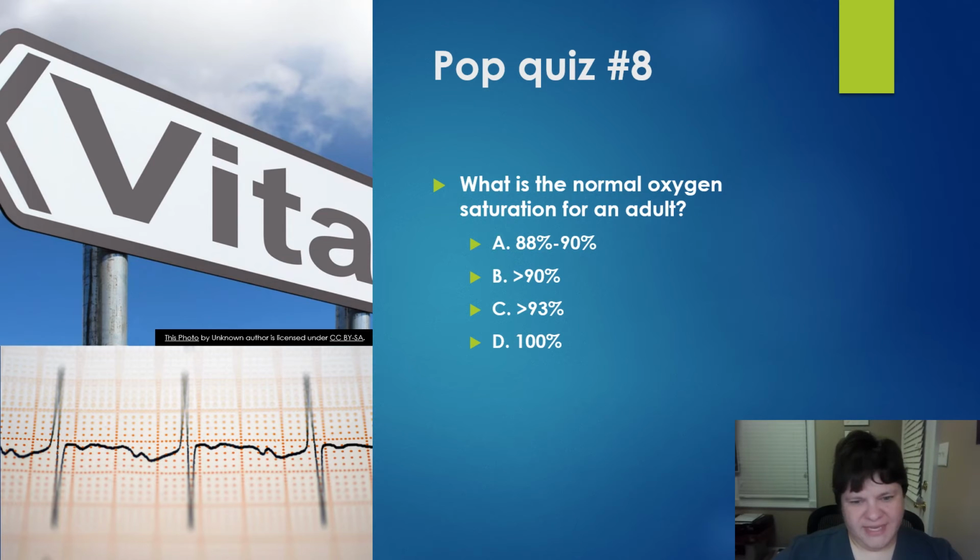Pop quiz number 8. What is the normal oxygen saturation of an adult? 88 to 90, greater than 90, greater than 93, or 100%?